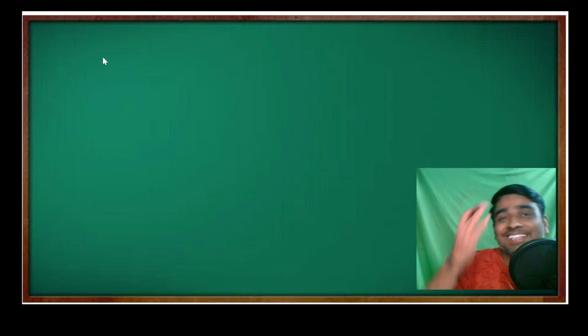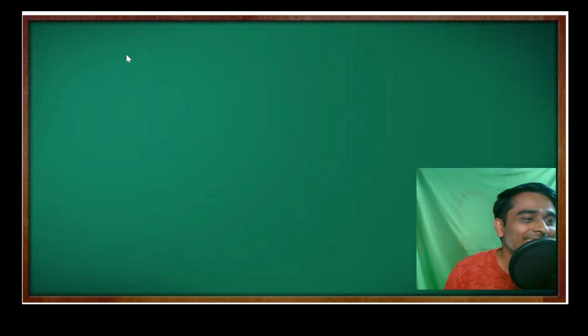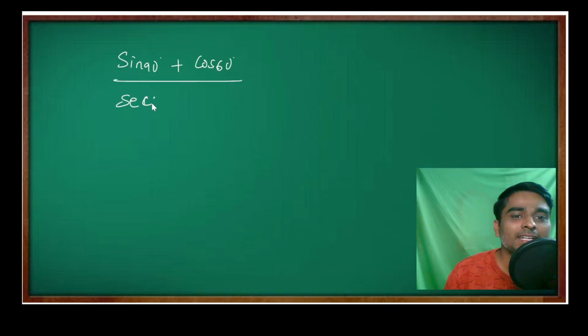Okay, let's get back to the question, right? We forgot the question only. See, this is the problem. Tricks are very dangerous. The question is sin 90 plus cos 60 divided by secant 45 times tan 45, correct.